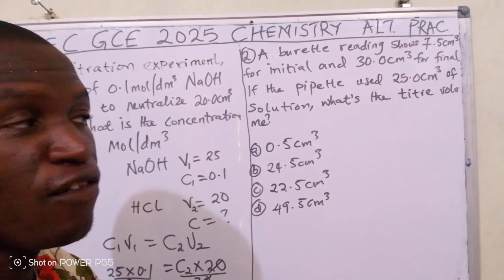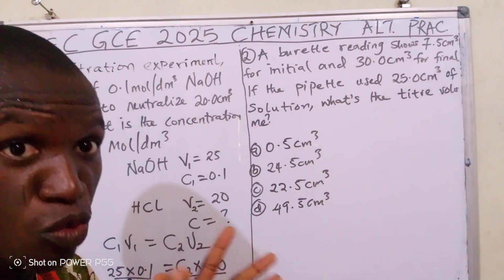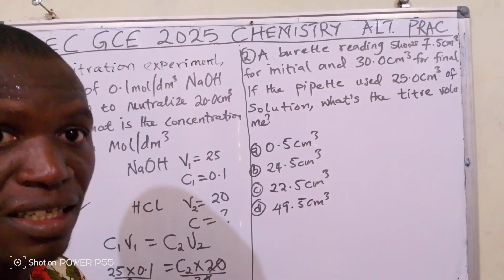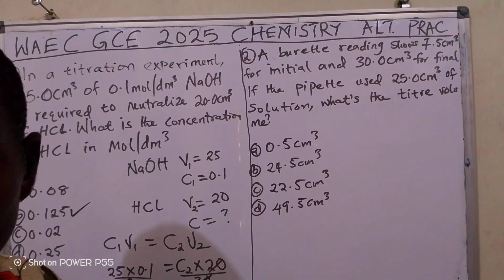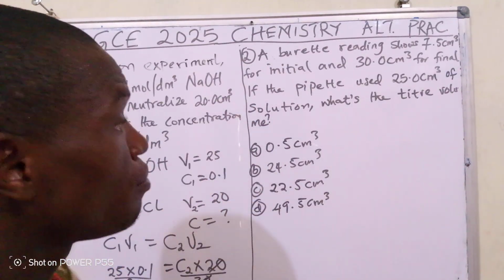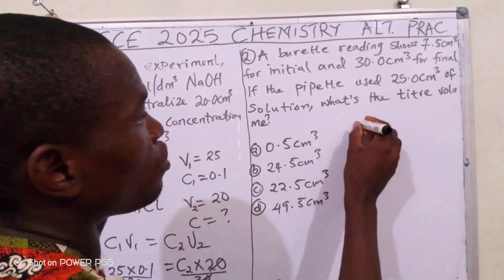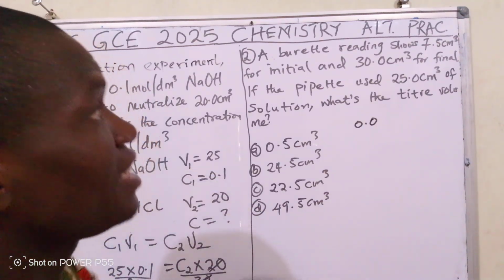What is the titrant volume? Now, I'll explain this question to you because you are likely to come across something like this. They want to be a little bit tricky to see whether you really know what you are doing. So in a burette, you start from somewhere. Most times we start from 0.0 as our initial reading, but in this case it's starting from 7.